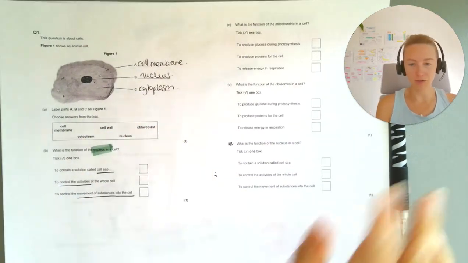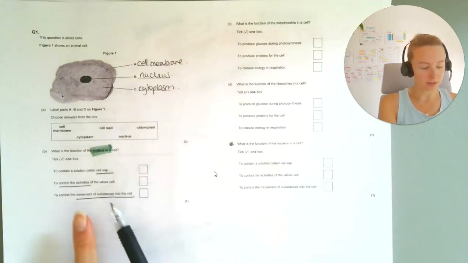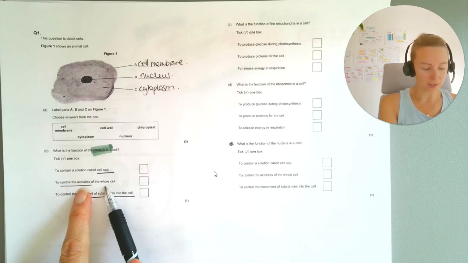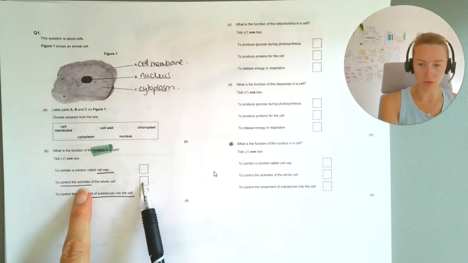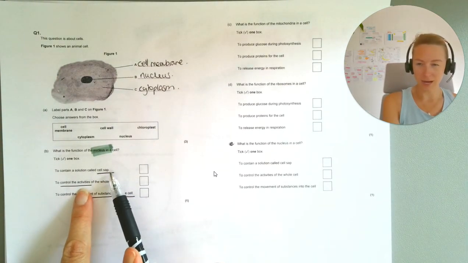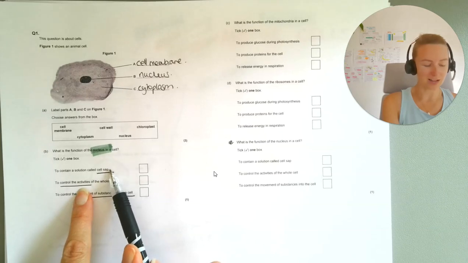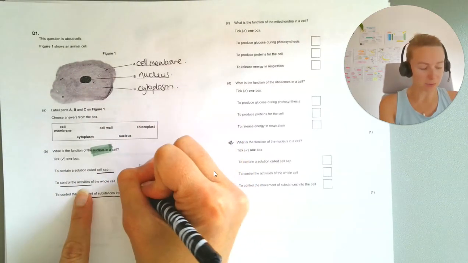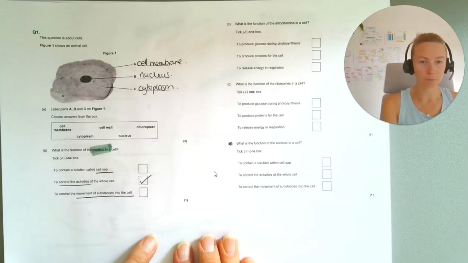We can use the process of elimination because we know that movement of substances is the cell membrane. Controlling the activities of the whole cell, that sounds quite like it. And cell sap, sap reminds us of plants, that's probably something to do with plant cells, and we're in animal cells. So this seems like the most logical answer to me.